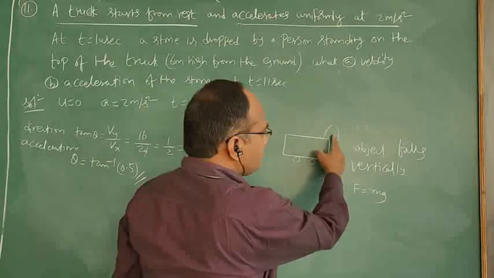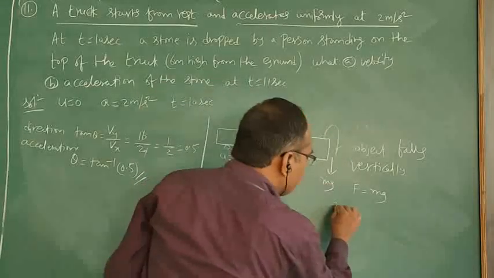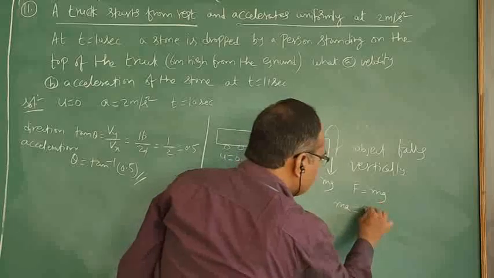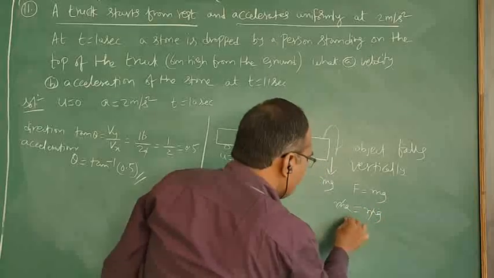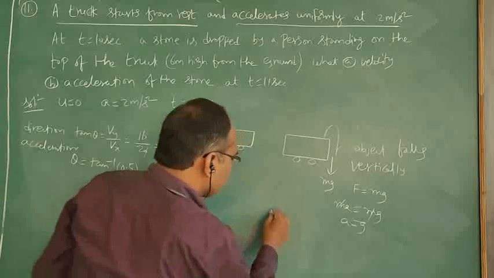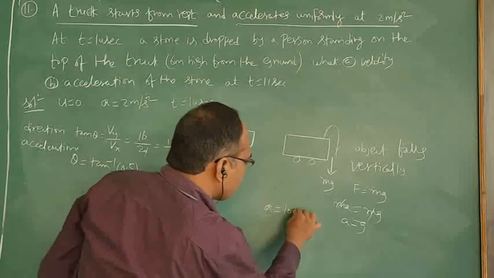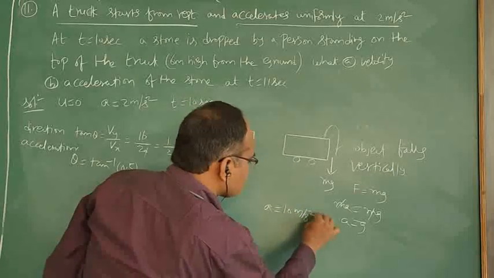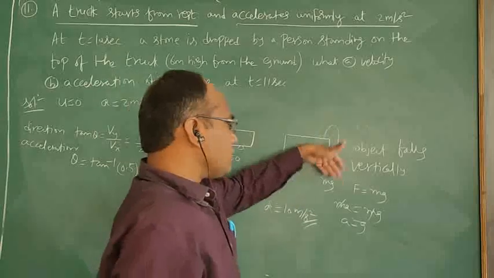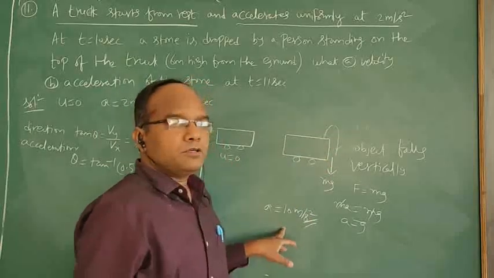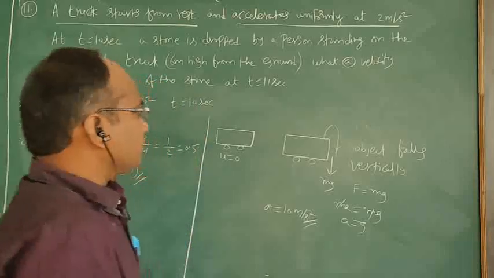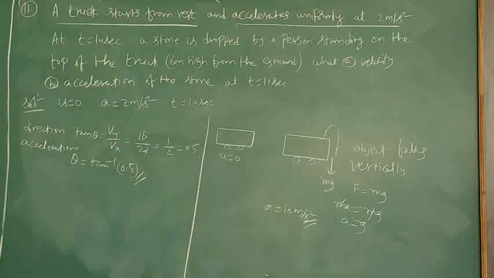Some field of force is applied. So F means ma and this is mg. So m and m cancel, a is equal to g. So what is the meaning of a equal to g? 10 meter per second square. Directly, when the object falls, we can say that a is equal to 10 meter per second square. So this is about the acceleration.